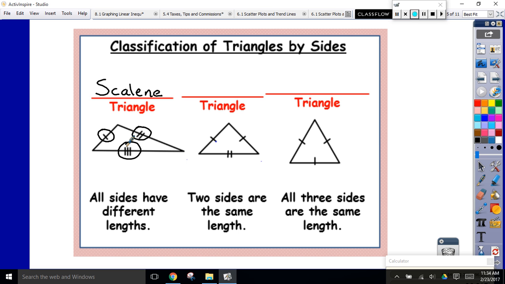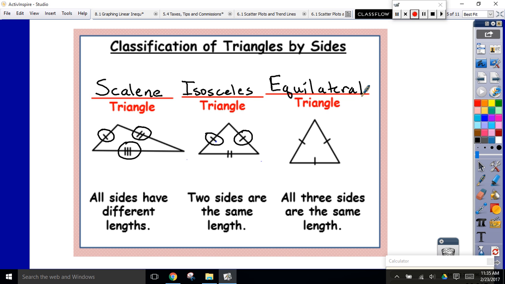Okay, next kind of triangle is called an isosceles triangle. In an isosceles triangle, it has two sides which are the same length. So you can see the two sides that are marked with a single tick mark because they have the same number of tick marks. Those sides are equal. The last kind of triangle is called an equilateral triangle. An equilateral triangle has all three sides the same length. And you can see each side has just one tick mark, so we know that those sides are all equal.